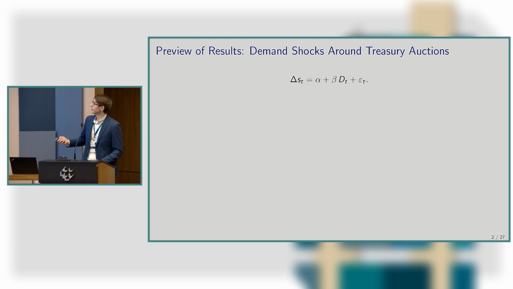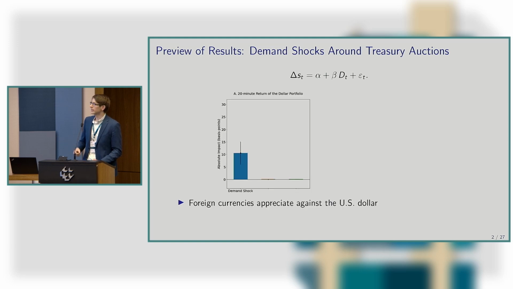Let me walk you through it, and then I give you a little bit more detail throughout the remaining time of the talk. First result, having the foreign exchange returns on the left-hand side, is that an increase in demand for safe assets, so an increase in demand for treasuries, leads to an appreciation of foreign currencies against the US dollar. Just to be clear, what I'm plotting here is the dollar portfolio, so it's the unconditional average of foreign currencies returns against the US dollar. And I'm looking at the G9 currencies, so the most traded and most liquid currencies in the world.